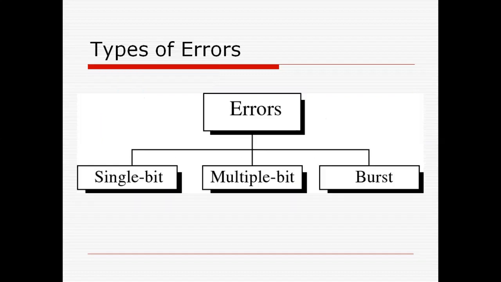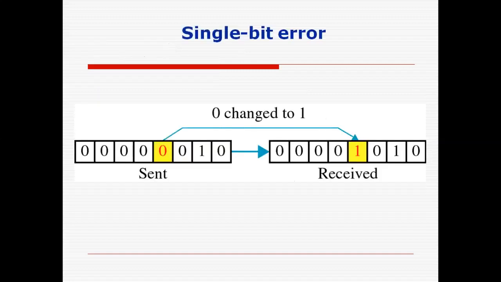So there are basically three types of error noted here. First one is called a single bit error, that is, only one bit has been changed. Second is a multi-bit error, and third one is called the burst error.